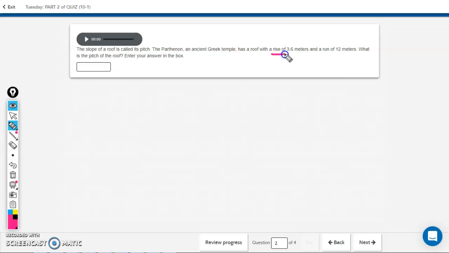So it has a rise of 3.6 and a run of 12. What is the pitch of the roof? In other words, what is the slope of the roof? Well, the rise is 3.6 and the run is 12.